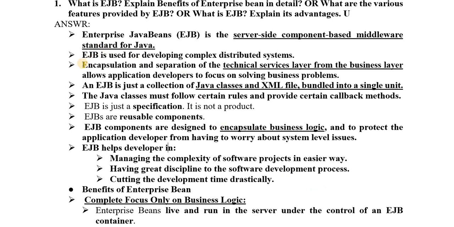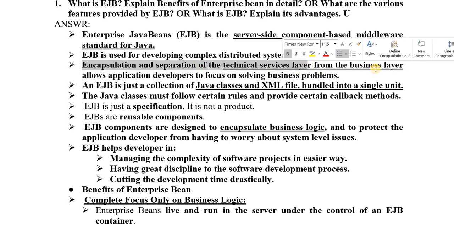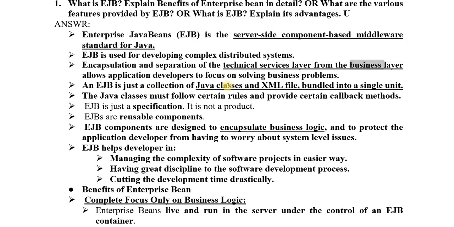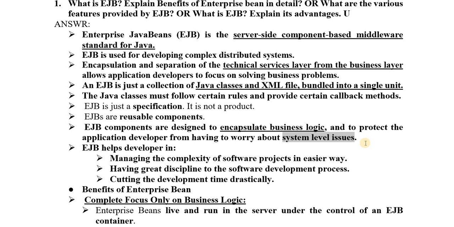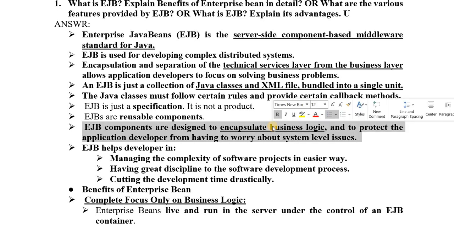So EJB will encapsulate and separate the technical services from the business layer. So when you are using EJB, which is nothing but a collection of Java classes and XML file, you get to work on the business logic without worrying about any system level issues. As an application developer, you're only focused on developing business logic. So we can say that EJB components are designed to encapsulate business logic and to protect the application developer from having to worry about the system level issues.